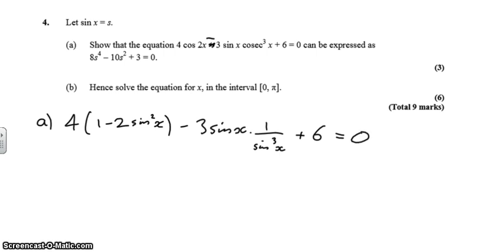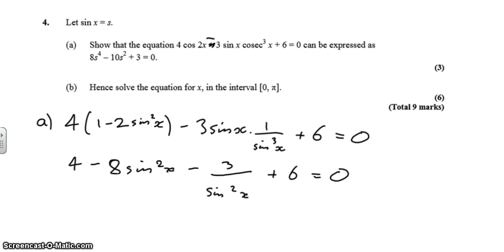plus 6 equals 0. Expanding the brackets, we get 4 minus 8 sine squared x minus 3 over sine squared x plus 6 equals 0. And then multiplying everything through by sine squared x, we can see that's equal to minus 8 sine to the power 4 x plus 10 (it's 4 plus 6) times sine squared x, 10 sine squared x minus 3 equals 0.